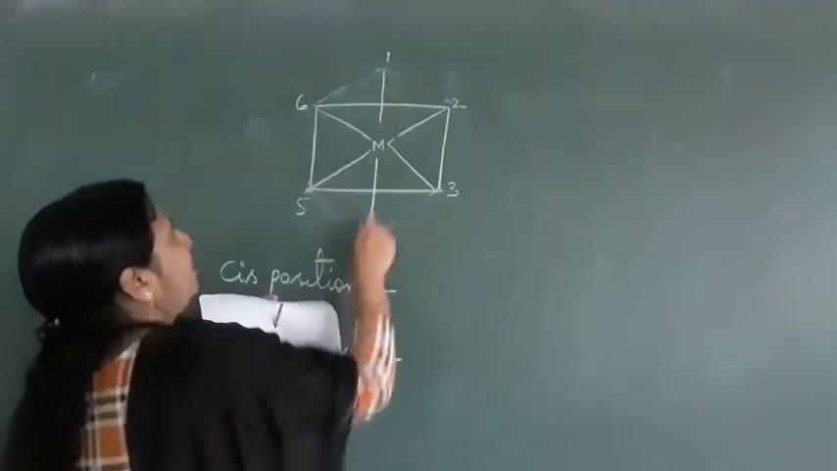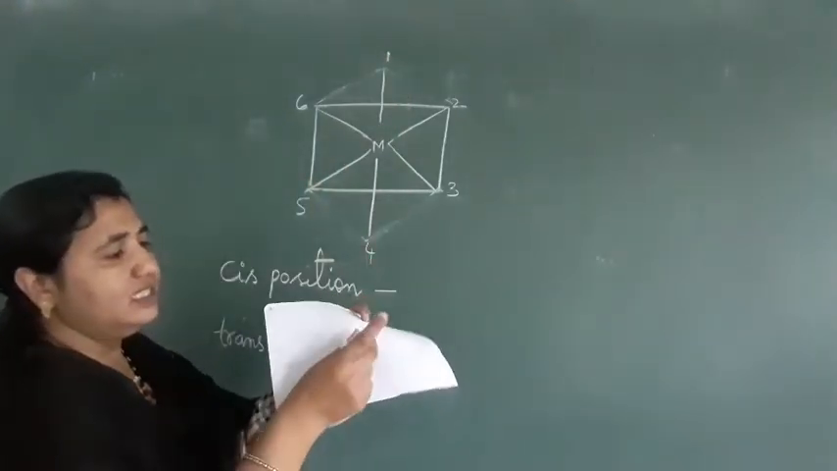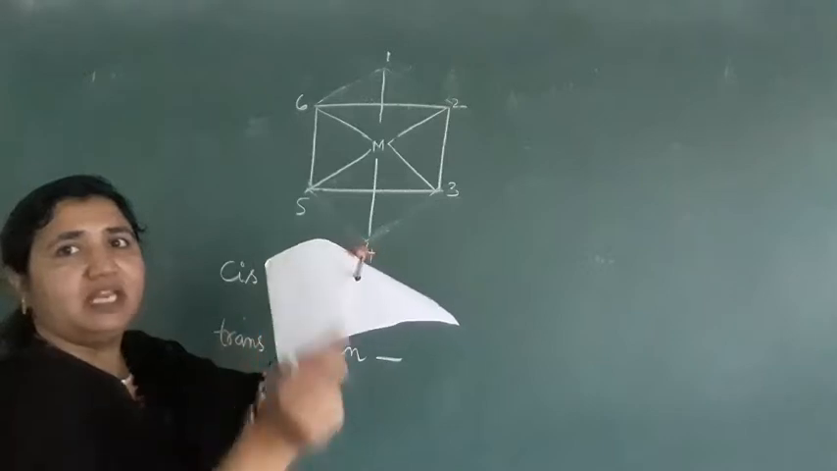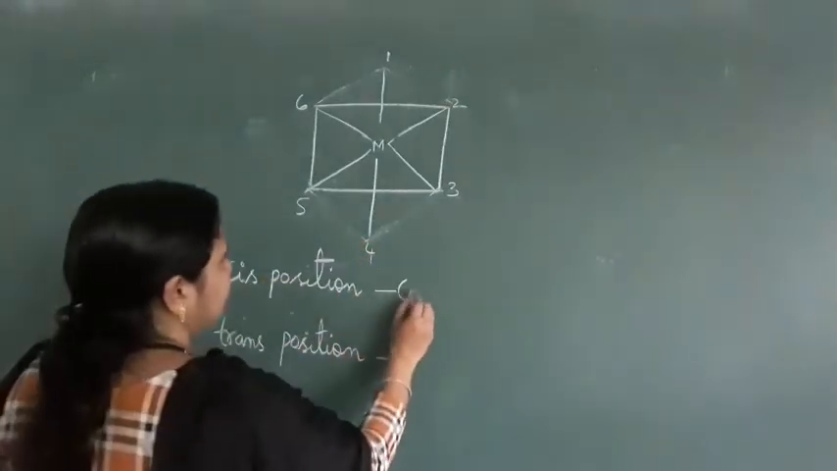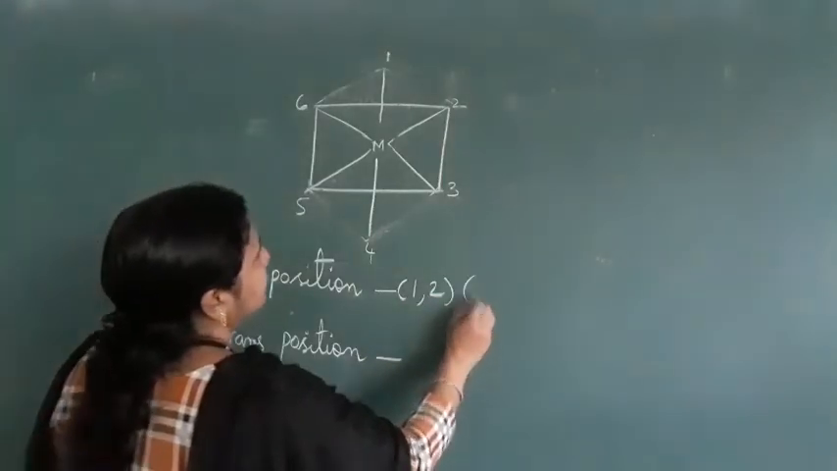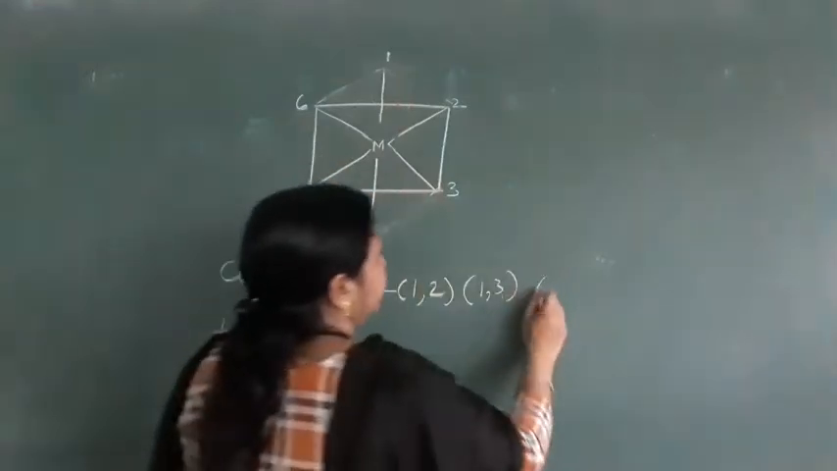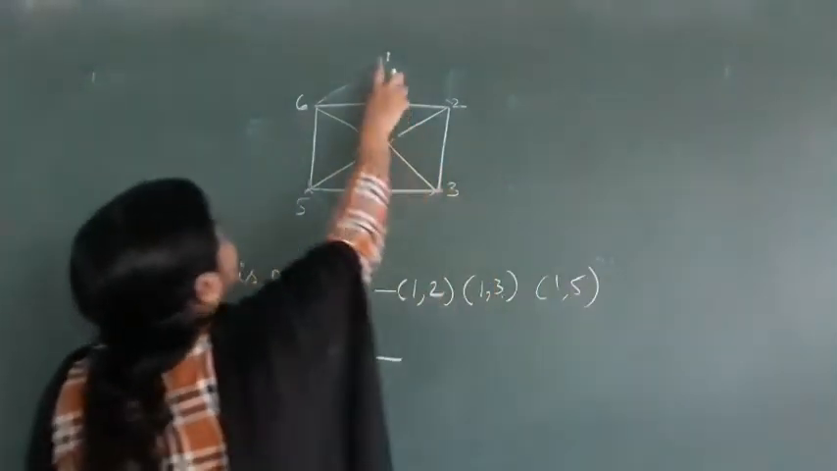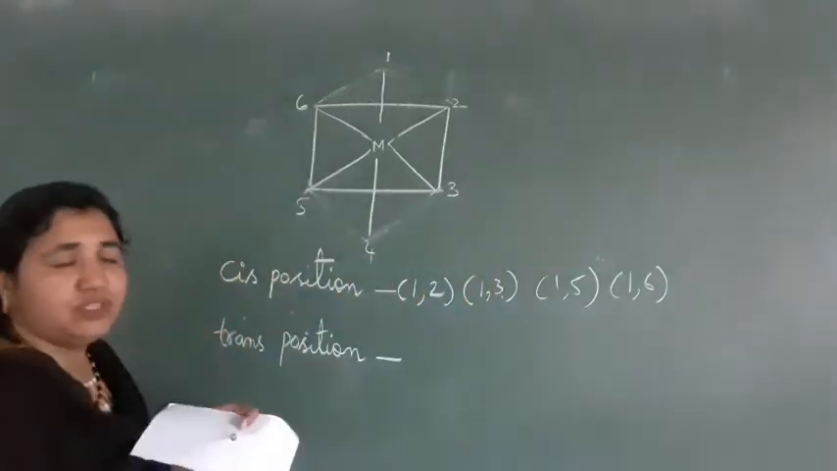And 1 and 4 will be opposite to each other, at 180 degrees. This is 1 and this is 4, opposite to each other here. So what are the positions here? First and second, 1 and third, 1 and fifth, and 1 and sixth. These are cis positions here.